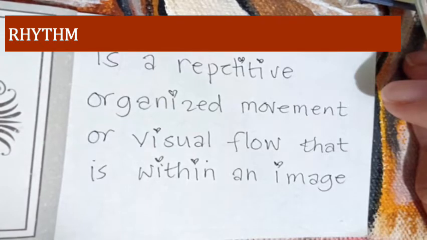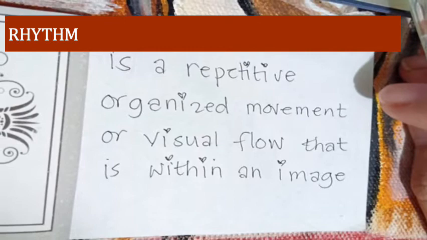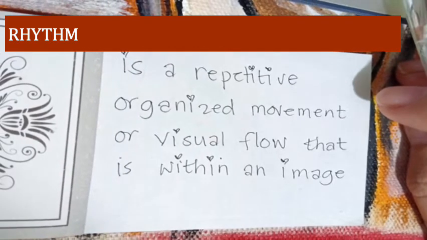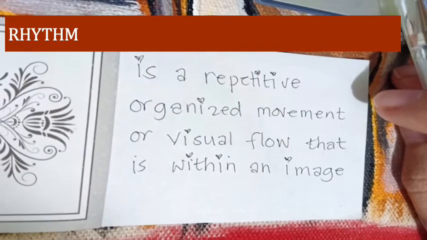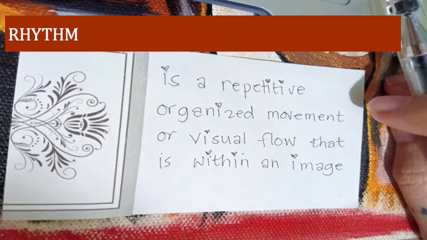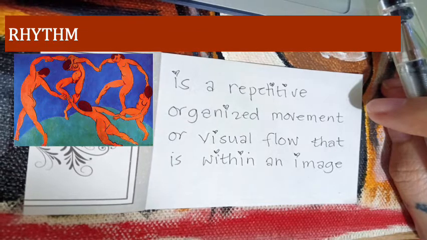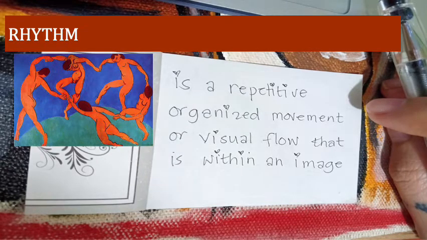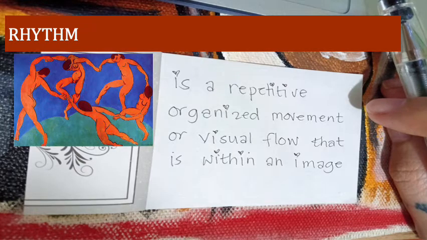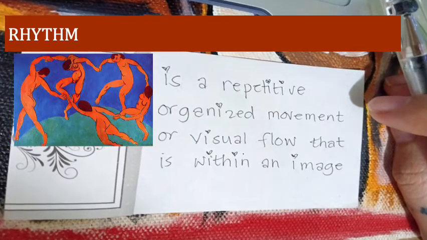Again, rhythm is a repetitive organized movement or visual flow that is within an image, meaning to say the artists find something similar that gets repeated over and over, and it forms a type of rhythm. So as you can see in this example here, something is similar and gets repeated. Unsa man kaha sa inyong pagtuo ang gi-repeat over and over by the artist in order to form particular rhythm. So di ba klaro naman kung unsa kanang naghiwid-hiwid nga mga tao.